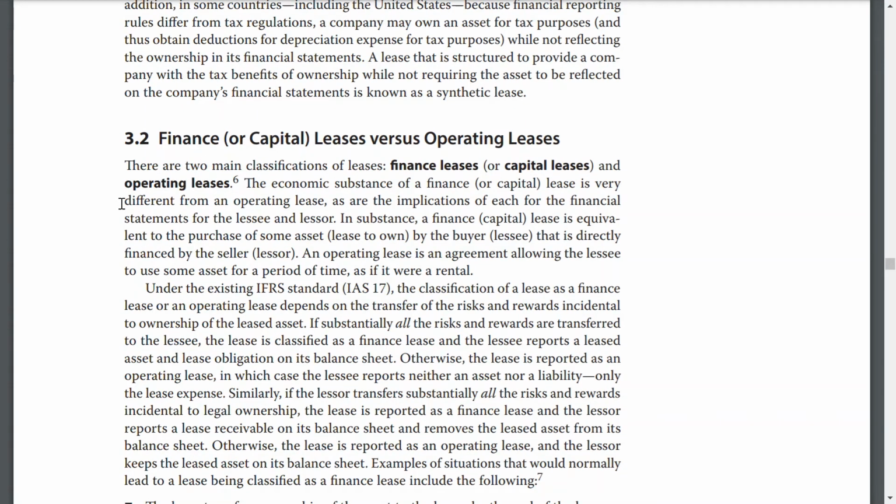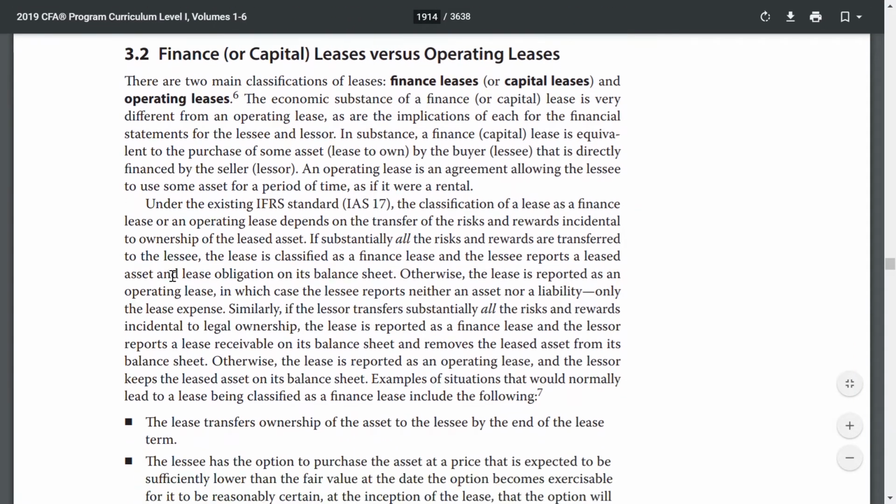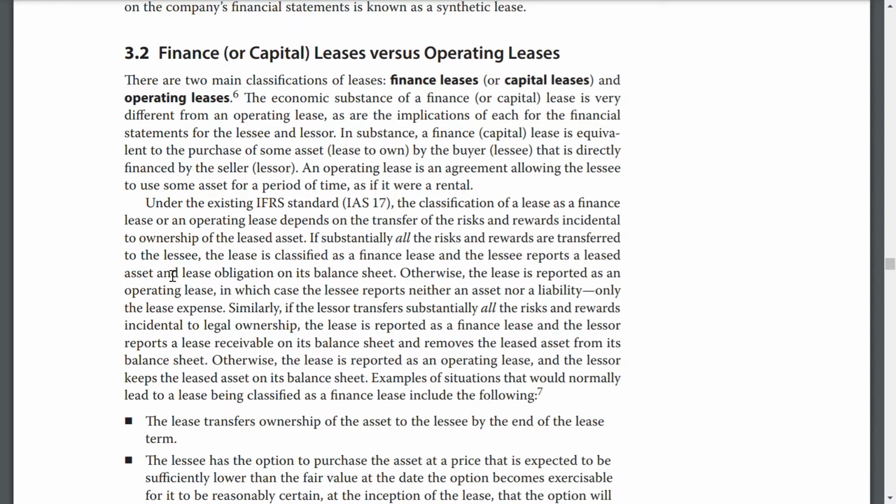Finance or capital lease versus operating lease. There are two main classifications of leases: finance lease or capital lease, and operating lease. The economic substance of finance or capital leases is very different from operating leases, as are the implications on the financial statements for the lessee and lessor. In substance, a finance or capital lease is equivalent to the purchase of some asset by the buyer that is directly financed by the seller, and an operating lease is an agreement allowing the lessee to use some asset for a period of time, as if it was a rental.